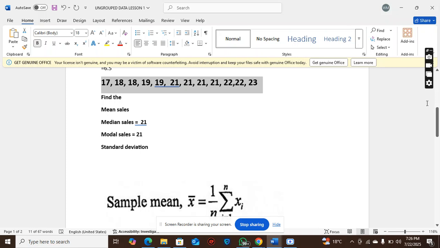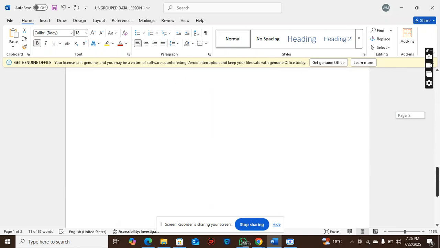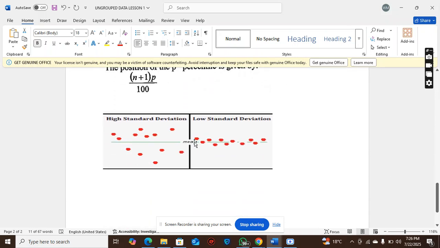Here's a picture to show you what the standard deviation talks about. As you can see here, the mean is this green line. If you have a small standard deviation, the points are near the mean. But if you have a high standard deviation, the points are very far from the mean.